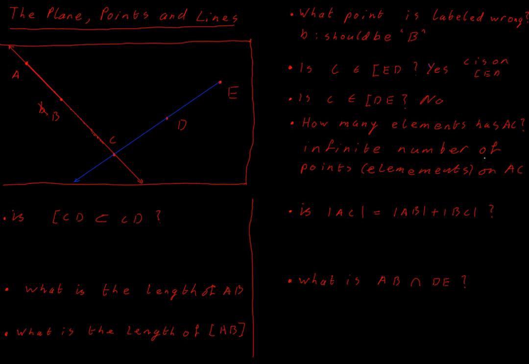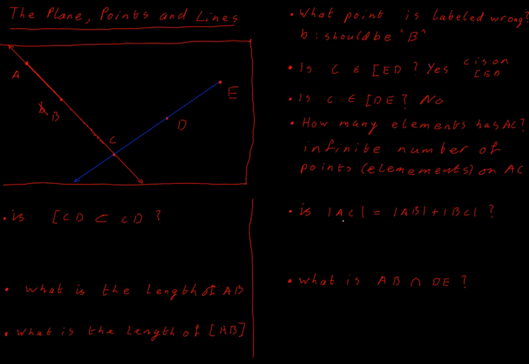So there are an infinite number of points or elements on AC. There are an infinite number of points that we could dot out on the line AC. So it's an infinite set, and it's a subset of the plane, if we remember correctly, because it's a set within a set.